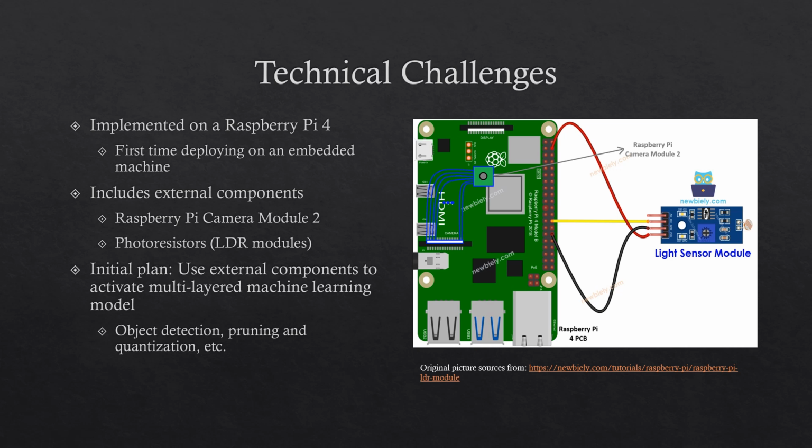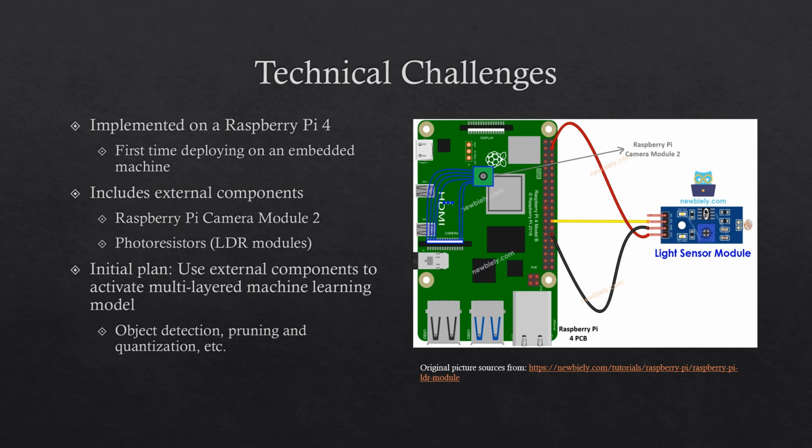I plan on using a Camera Module 2 from Raspberry Pi, as well as photoresistors, or in other words, LDR, light dependent resistor modules. The plan is to use those two external components in parallel such that the light resistors become the trigger for the Raspberry Pi camera. Then we have the camera send its image to the model, and the model, which would have been pre-trained by then, would predict the image as discussed before.